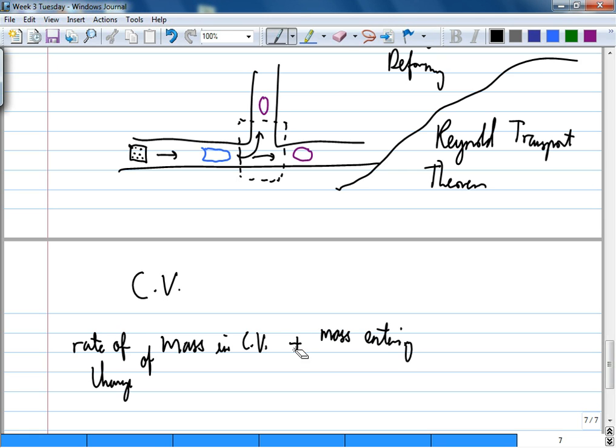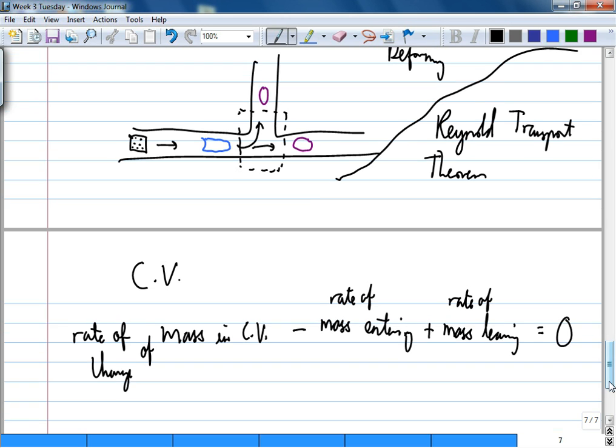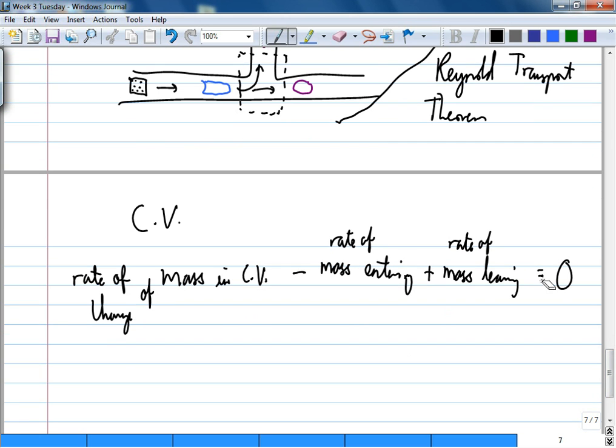So minus mass entering plus mass leaving. The rate of change plus the rate of mass leaving minus the rate of mass entering equals 0. Okay, that's mass conservation for a control volume. If the rate of change of mass in the control volume increases, you get a positive here. Or maybe make it this way, it equals this one minus this one.